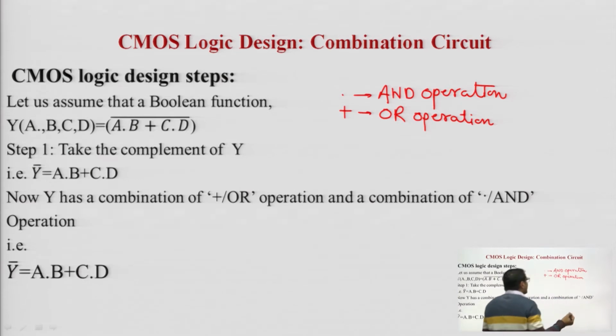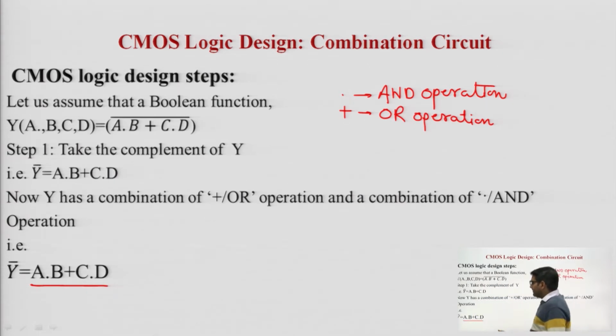If you take y bar, the Boolean function we define as a dot b plus c dot d means an AND operation between a and b, and also an AND operation between c and d, and both a b and c d are combined with the OR operation, that is the plus operation.